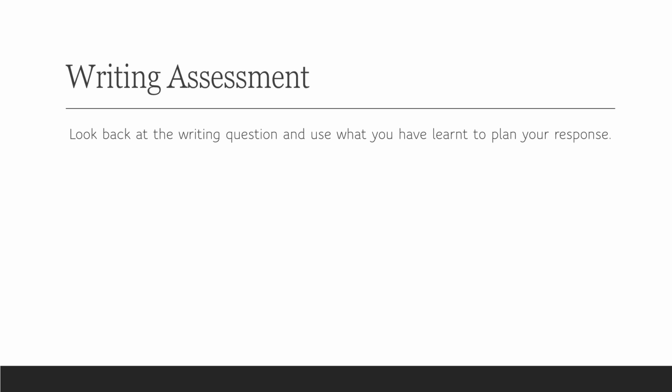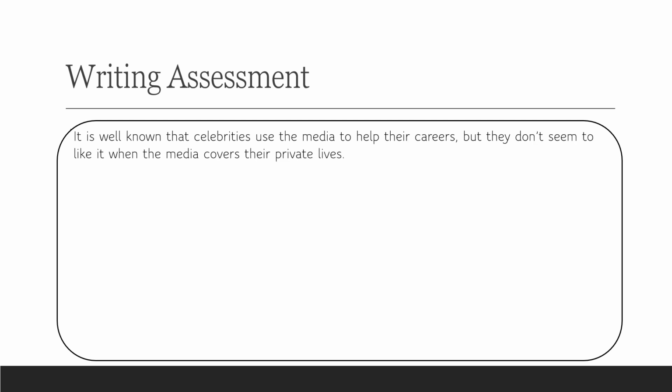So now if we look back at the writing question, we're going to use the kind of information that we've looked through from text A and text B, their thoughts and ideas about the topic, and you can use it to start planning your response to this question. So just to recap then, this is what the question's based about. It's well known that celebrities use the media to help their careers, but they don't seem to like it when the media covers their private lives.